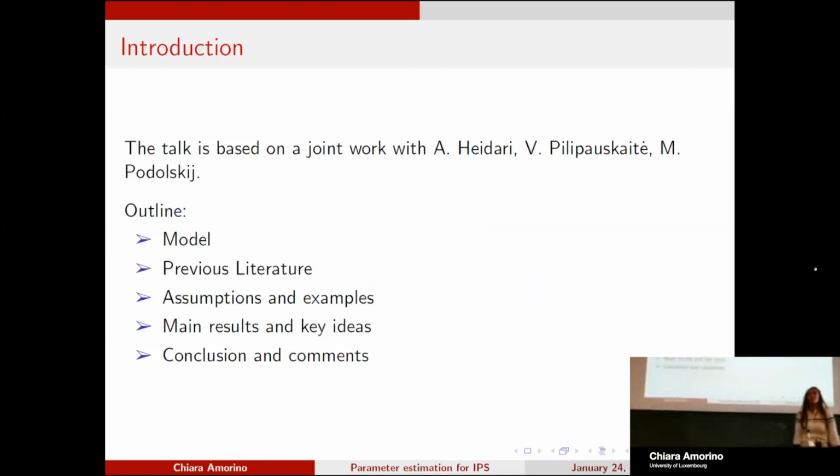Parametric estimation for a system of interacting particles, which is based on a joint work with my supervisor Mark Podolsky, Vitote, and Akram is here too.